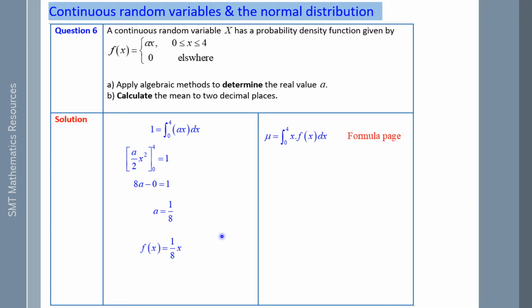Now calculate the mean to 2 decimal places, that's x times f(x) between 0 and 4, and that's a definite integral. Multiplying 1/8 x by x, you get 1/8 x squared. If we integrate that, it's going to become x cubed, 1/8 divided by 3, which is going to be 1 over 24. If we evaluate those terminals, if you sub in 0, it's going to be 0. If you sub in 4, what you're going to be doing then is 4 cubed divided by 24, which is 2.67, which lies between 0 and 4, and that's the mean value.